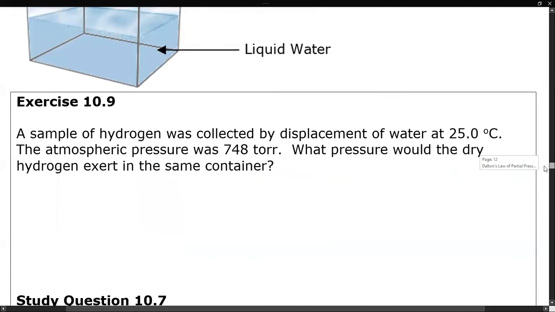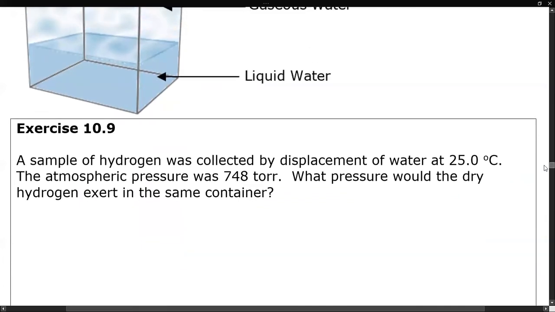So let's look at a particular example. We've got a sample of hydrogen gas collected by displacement of water at 25 degrees Celsius, and the atmospheric pressure was 748 torr. We want to know what pressure the dry hydrogen would exert in the same container. That means I'm going to need to look up the vapor pressure of the water at 25 degrees Celsius and then essentially subtract to get the pressure. If you collect it and then you have to work with it in terms of a gas law calculation, you're going to do this calculation first and then plug into the gas law calculation.